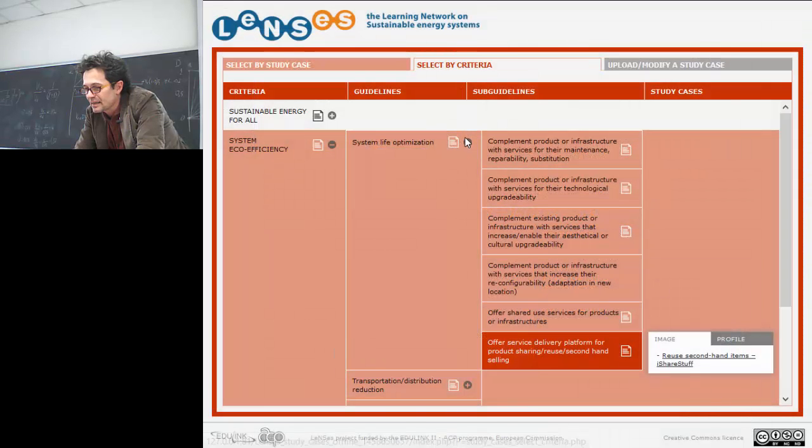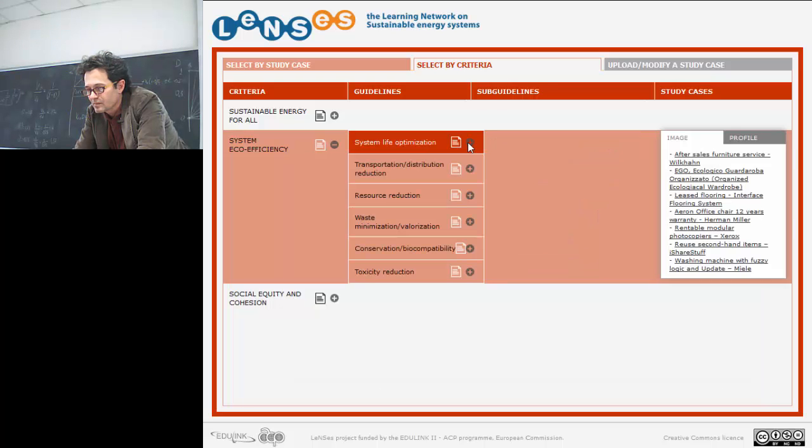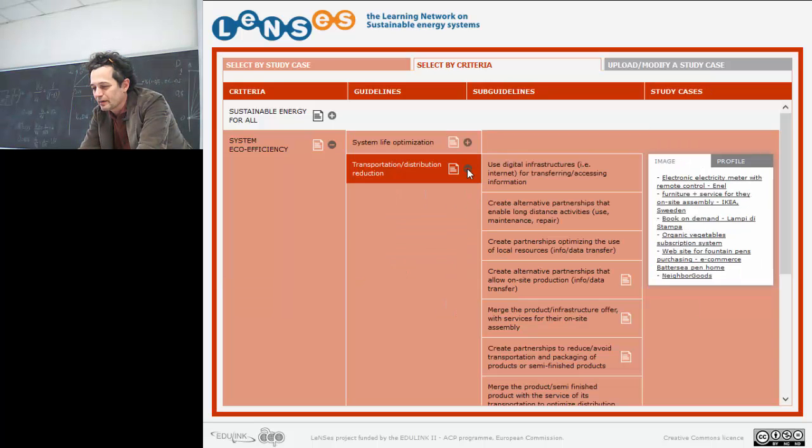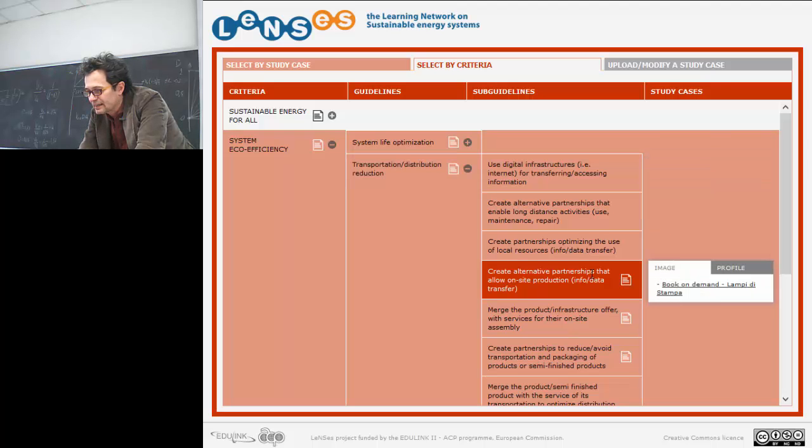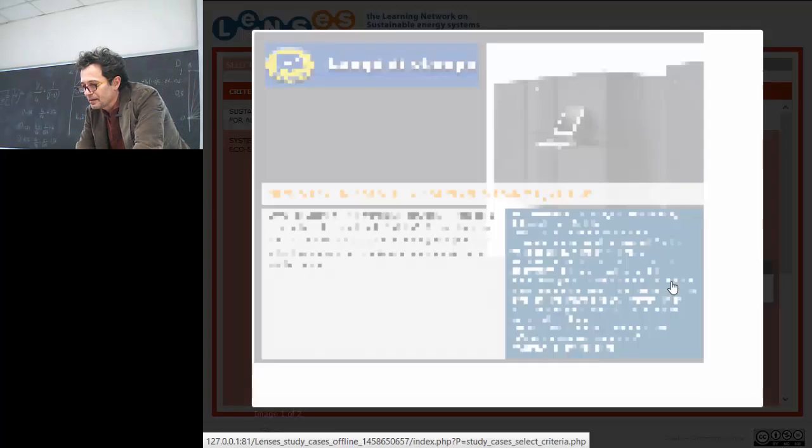So we have seen some examples and some guidelines related to system life optimization, and I'm going on with the other criteria. So, transportation and distribution reduction. I go here where I have an example. Create alternative partnerships that allow on-site production, where you transfer information and data. And this is the case of Lampi di Stampa.